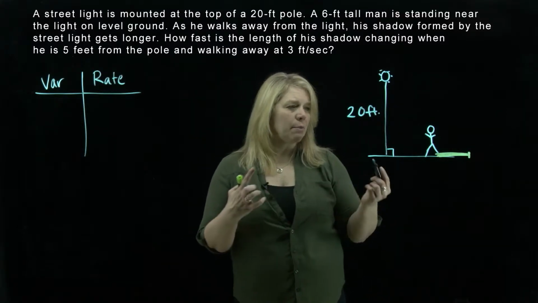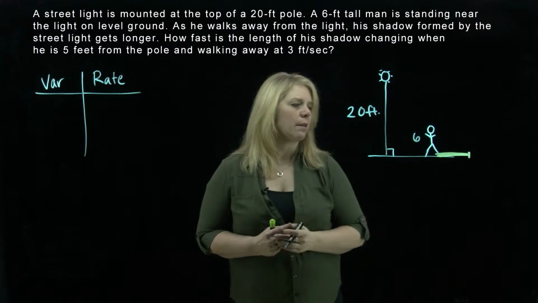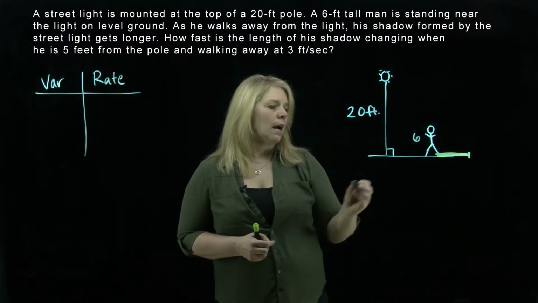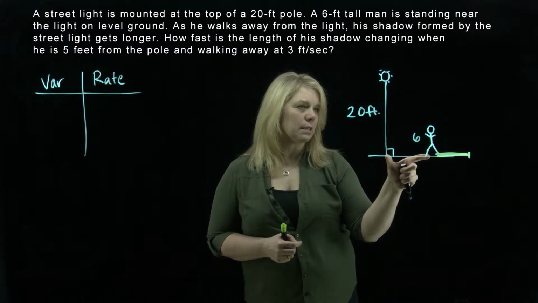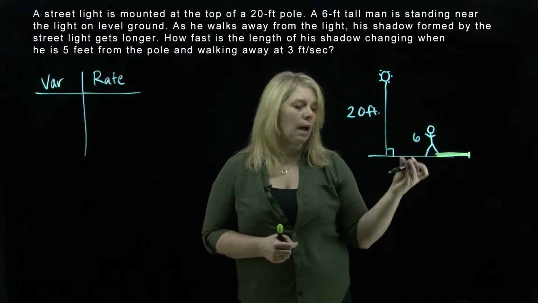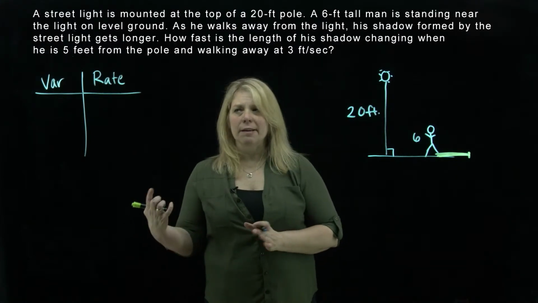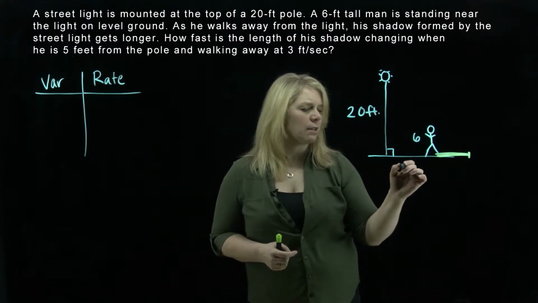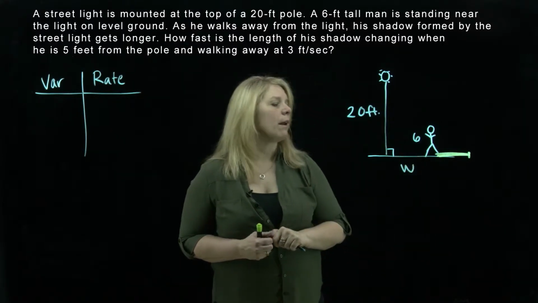All right, so we've got a couple different variables here. The man is 6 feet tall. I'm going to go ahead and label that here as 6 feet tall. And I've got two different distances that are changing here. One is the distance from the man to the pole. So we could use d for distance, but with the derivatives, we use that dt notation a lot. So I'm just going to put here a w since he's walking away from that pole.